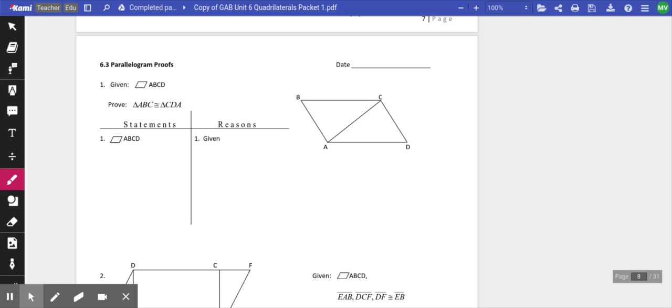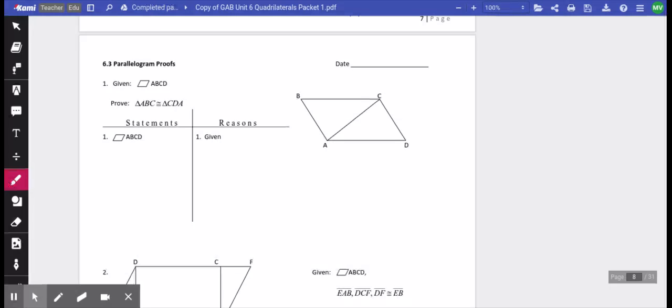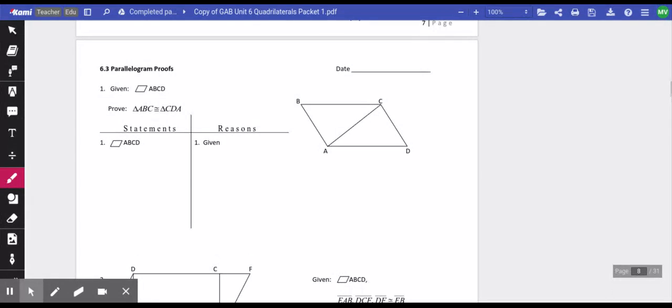Hello, everyone. Today we're going to see how we can use the properties in a parallelogram to prove things. So I'm going to start out with number one. When I'm doing number one, the only given I have is that ABCD is a parallelogram. You'll often see this little symbol for parallelogram.